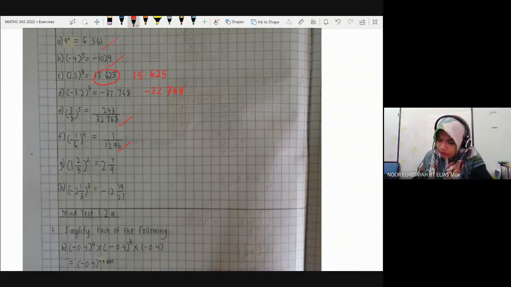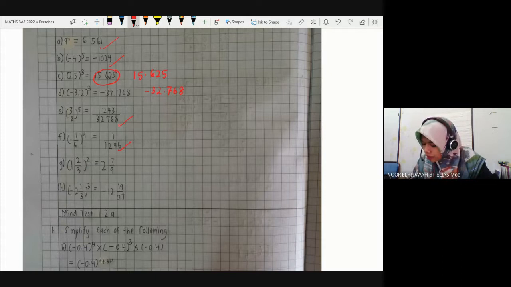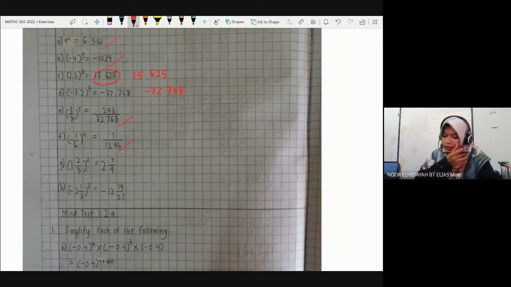Next one is 1 and 2/3 to the power of 2. Kita akan ikut cara dalam textbook. Dalam textbook, walaupun the question give you in mixed number untuk index form, kalau boleh your final answer, the value you give in improper fraction. Macam mana nak tukarkan kepada improper fraction? Tekan calculator shift kemudian yang ABC tu. So what's the answer you get?